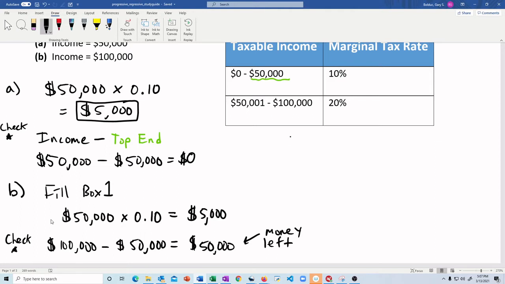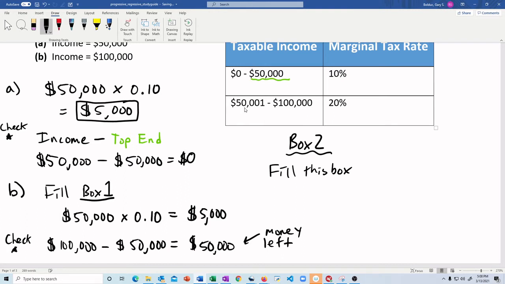So then box 2. Now I'm in box 2. This was all box 1. I filled up box 1. Now let's go to box 2. I've got $50,000 left. And so then I go into this box. This box wants you to look at all the money you made between $50,000 and $100,000. And it just so happens we fill up this box as well. So we fill this box.